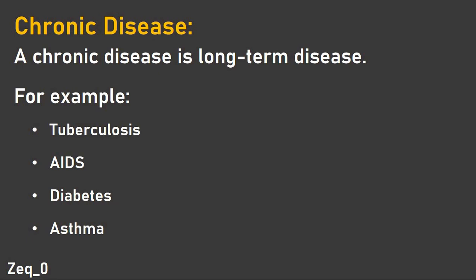Okay, so chronic diseases are diseases that last for a long term, more than 3 months. For example, tuberculosis, AIDS, diabetes, and asthma. Those last more than 3 months, and they are called chronic diseases.